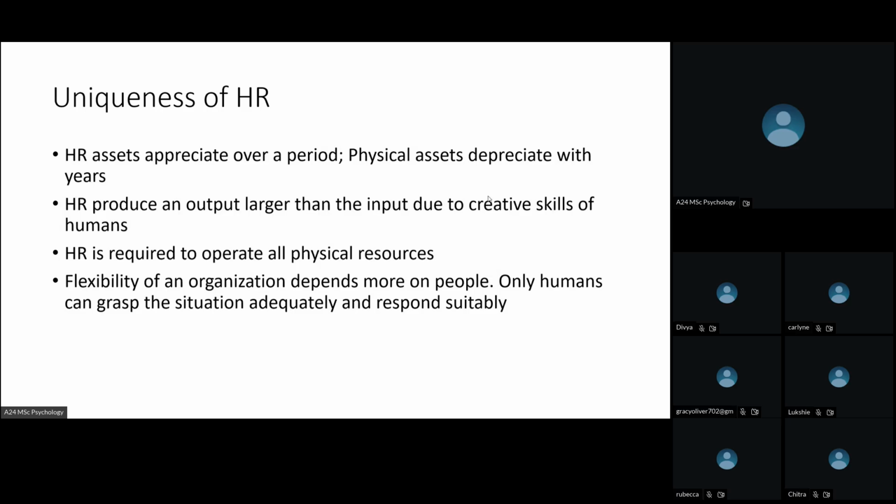They can grasp the situation, like, do we need to slow down, or do we need to go fast and make sure we are getting the revenue that we anticipated at the start of the year. We can grasp the situation adequately, and then we can respond suitably to that. But machines cannot do it. That is the flexible component of human resources.